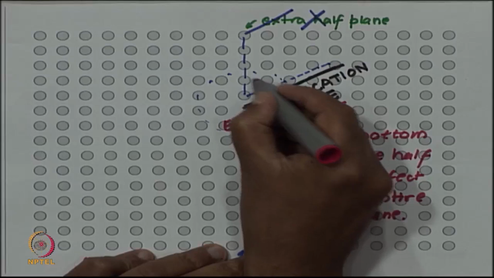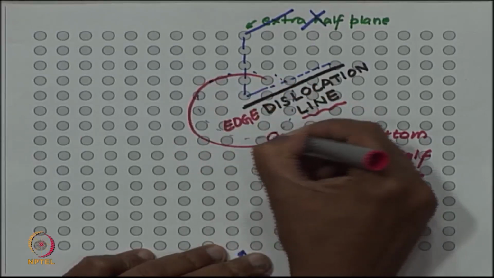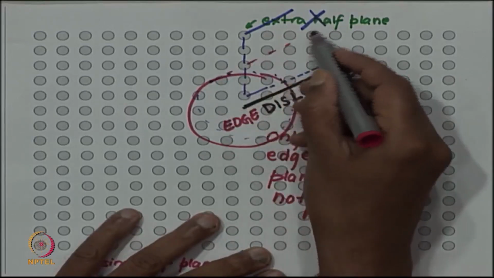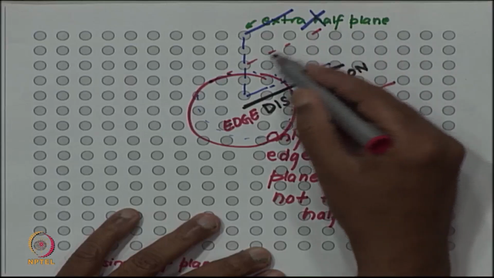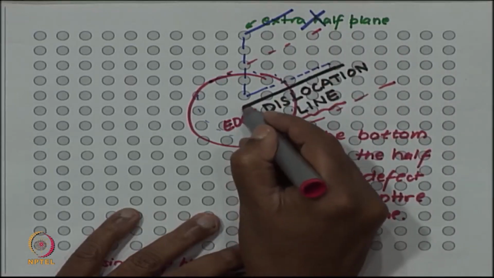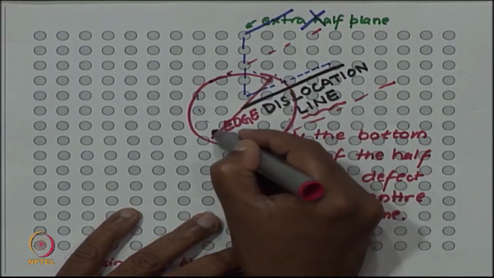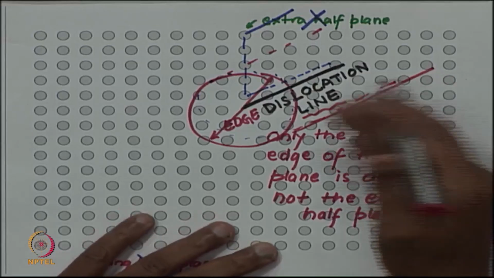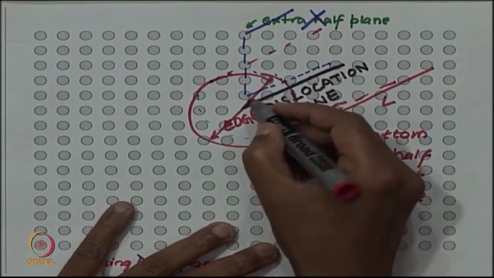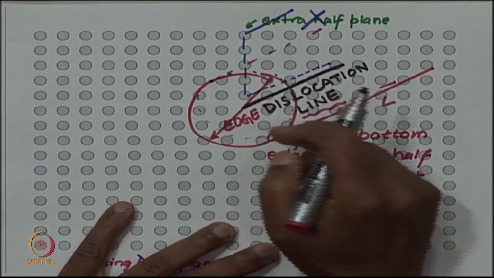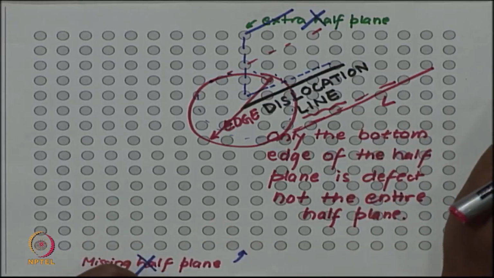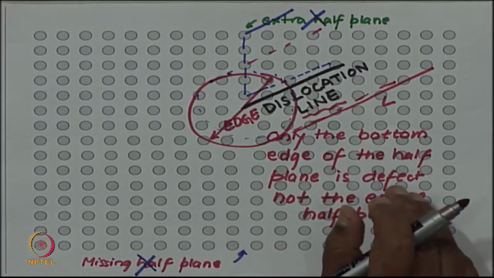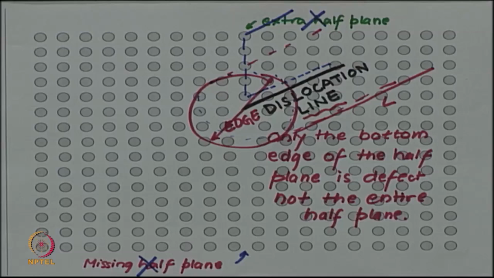Of course, you may think that there is a region around this line which is in defect, but then this cylindrical region, the diameter of this region is much smaller compared to its length. The length will be several hundred lattice spacings, whereas the diameter is only a few lattice spacings. So, it is like a thread which has a very small diameter but very long length. So, it can still be thought of as a line.